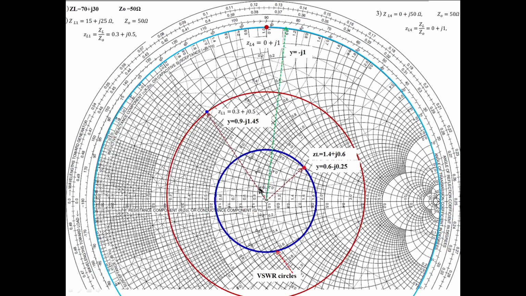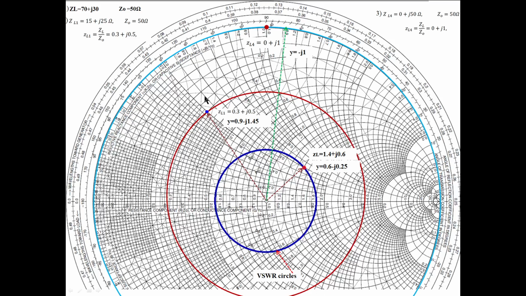Draw the circle. Take this as the radius, from the center here to the load point ZL1 that I marked, and draw the circle. This is the VSWR circle for this load. This is the load point, point 3. If the load is equal to this, then this is the VSWR circle.